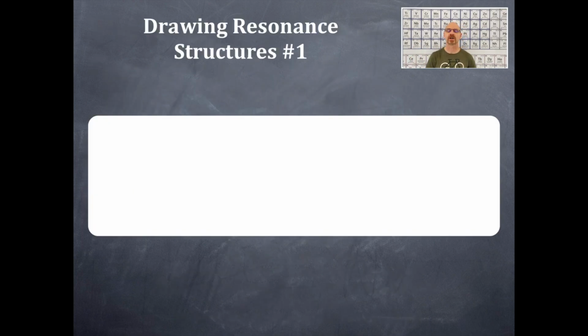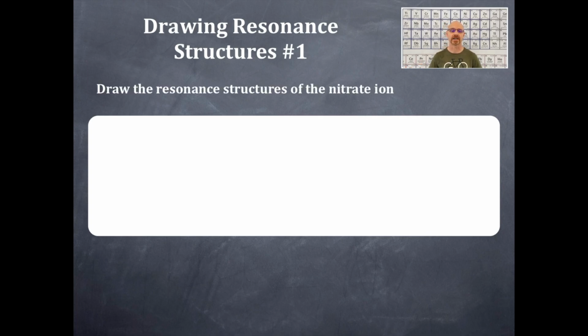Bam! So today we're going to draw resonance structures. We're going to draw resonance structure number 1. We're going to draw the resonance structure of the nitrate ion. This is one of those polyatomic ions that you have to have memorized previously. So nitrate is NO3 minus 1. There it is right there.